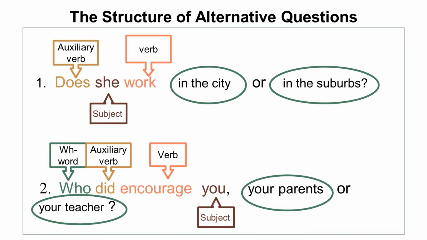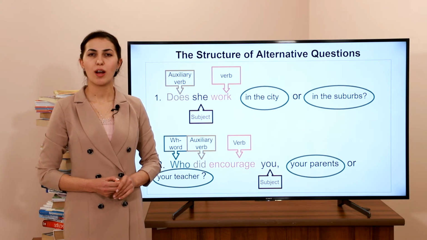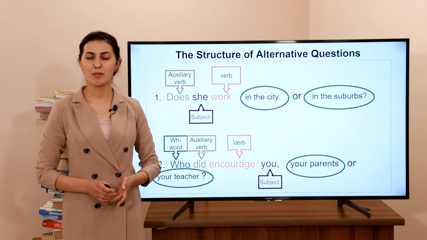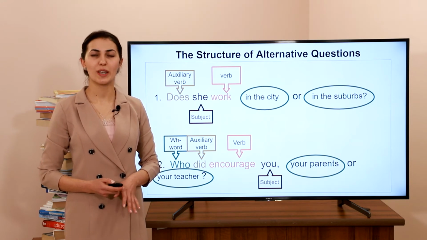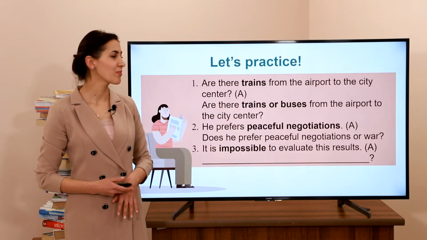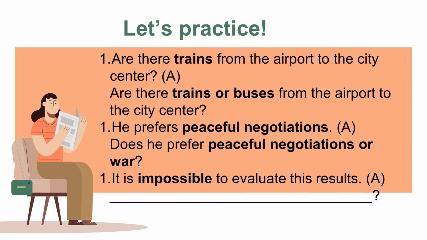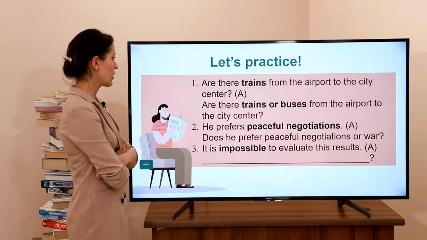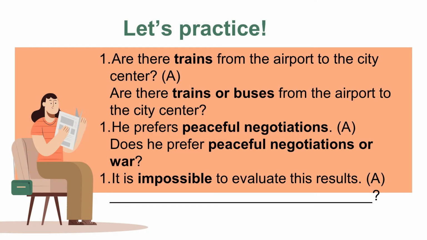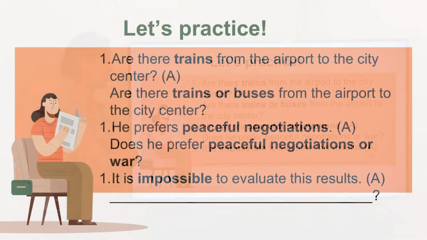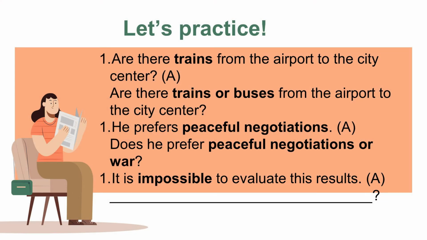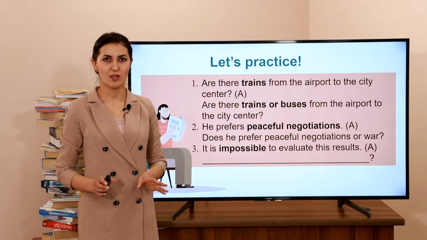Remember, the first part of these types of questions is formed with the same principle as we did with the special questions and general questions. Let's go and have more practical part again. Are there trains from the airport to the city center? Let's read the alternative question. Are there trains or buses from the airport to the city center? As we can see, we have added buses as an alternative choice in this question. And we have the or connector to join two alternative answers.